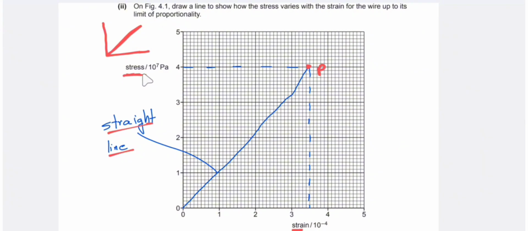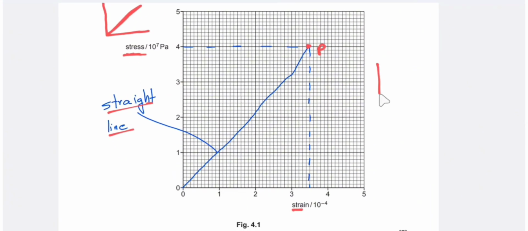So whether it is a stress-strain graph or a force-extension graph, that is force against extension, the limit of proportionality is from the origin and it is a straight line. So from the origin and it is a straight line. And this is the limit of proportionality.